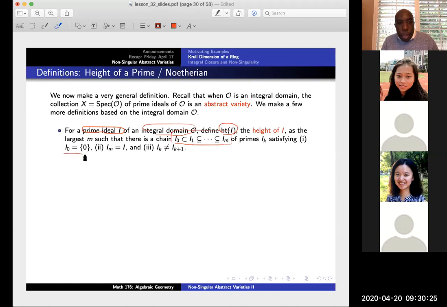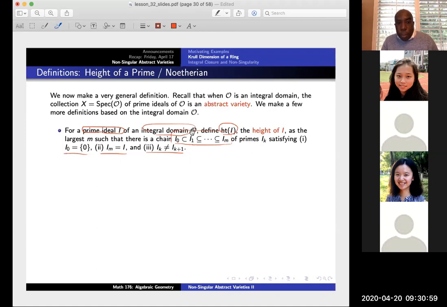First, the one on the very left is the zero ideal. Remember, if I have an integral domain, then the zero ideal is a prime ideal. Next, the one at the very right is the prime ideal that we're starting with, so that should be the end of the chain. And next, everything in between should be distinct. So I0 is different from I1, I1 is different from I2, and so on. Each one of these better be different.